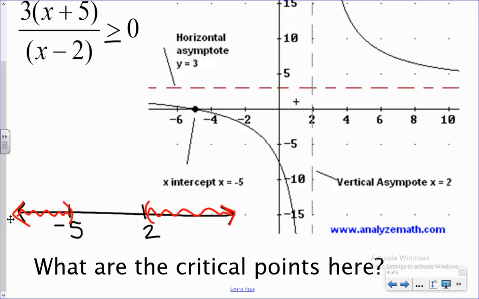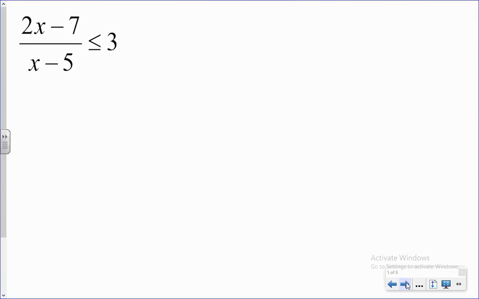Why not, Caleb? You're very emphatic about that. It's a vertical asymptote. Okay, we will never be able to include a vertical asymptote, no matter what the inequality is, because there's nothing there. It's undefined. So we will need to be careful when we are answering our inequalities that do have that equal bar as a part of it. Okay, so one example, and then we'll be done for the day.